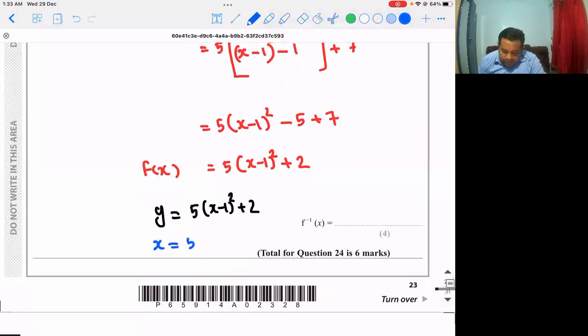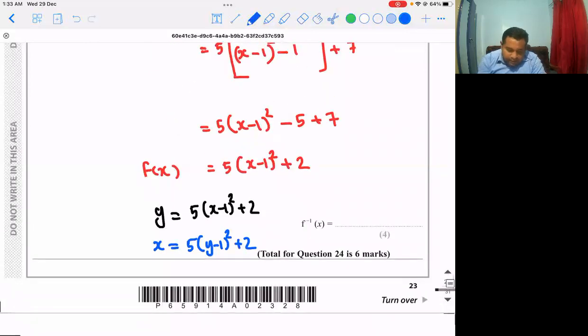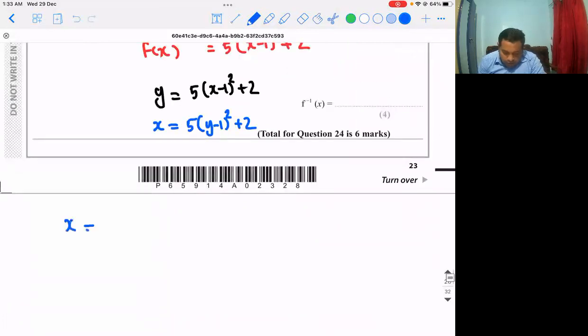So x is equal to 5 times, x is now y, right? So 5 times y minus 1 whole squared plus 2. Then you have to make y the subject. That is our f inverse. Okay. So how will we make y the subject? I will add one more page here. So this is our equation, x is equal to 5 times y minus 1 whole squared plus 2.